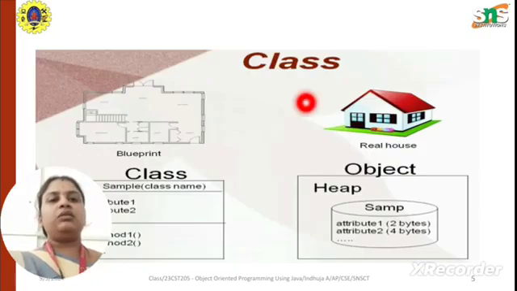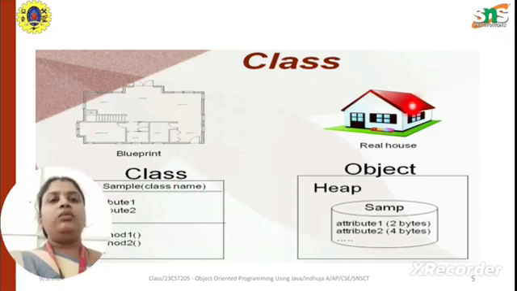So class is nothing but a blueprint for the object. It defines how the object should be. So here is a defined class sample. You have to give a class name here, and the attributes of the class and methods of the class. A class can have methods and attributes. Attributes are nothing but variables. So this is the class.